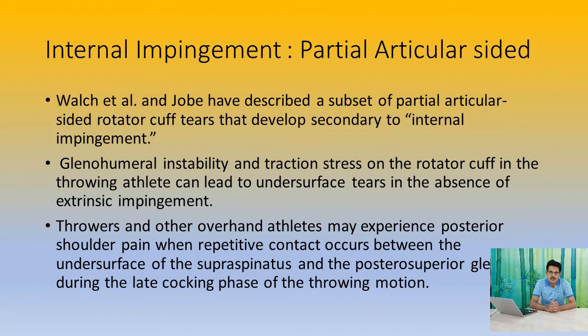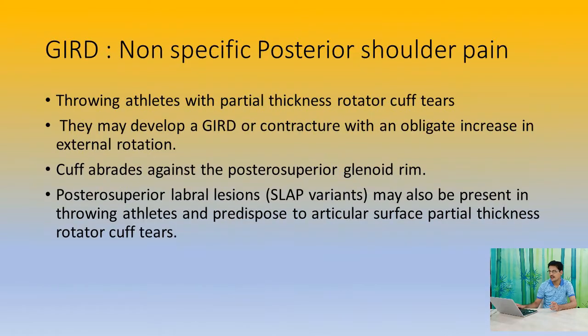Now, partial articular sided tears can be due to internal impingement phenomenon. Walsh et al. and Job had described a subset of partial articular sided rotator cuff tears which develop secondary to internal impingement. Now, this can be because of glenohumeral instability and traction stress on the rotator cuff, which in throwing athletes can lead to undersurface tears in absence of extrinsic impingement. Throwers and other overhead athletes may experience posterior shoulder pain when repetitive contact occurs between the undersurface of supraspinatus and the posterior superior glenoid during the late cocking phase of the throwing motion. So, this is very important.